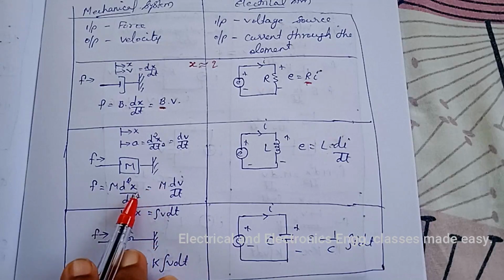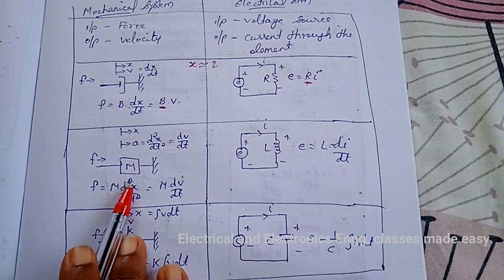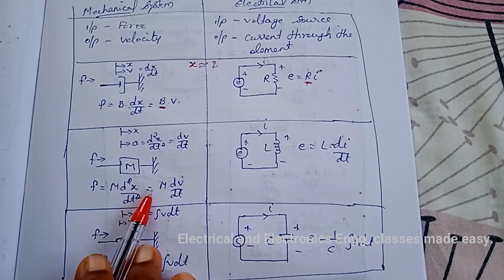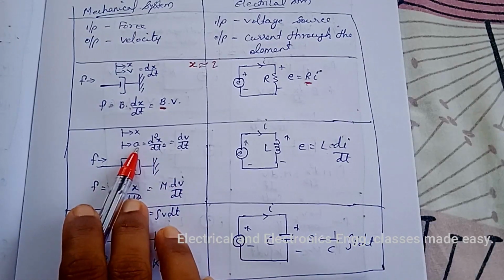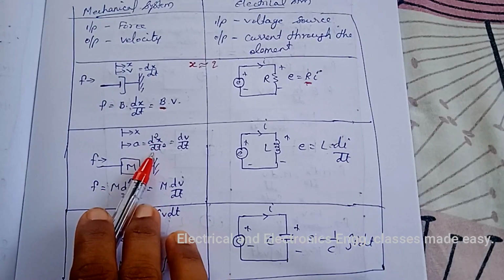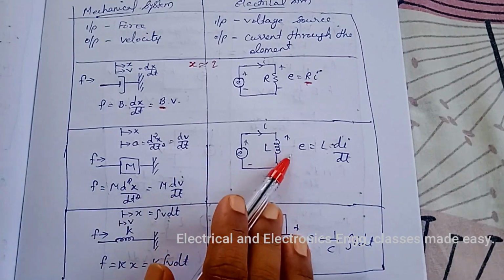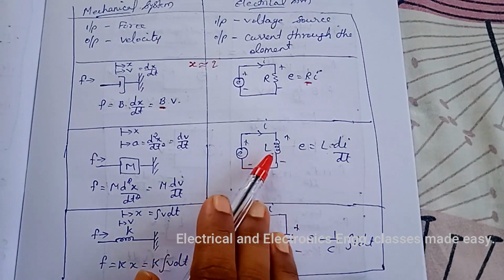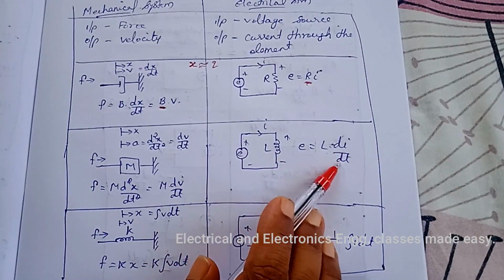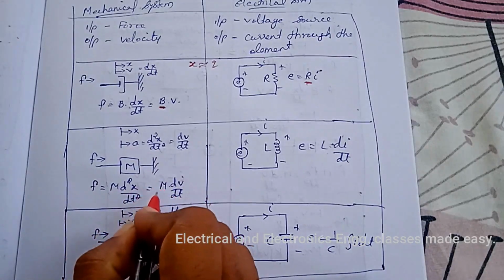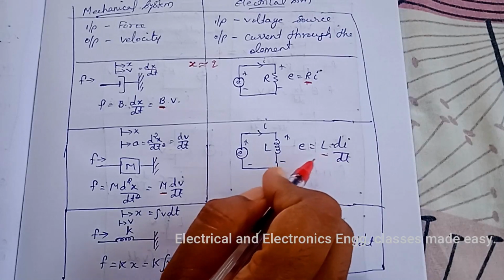And while considering the mass M, we have F is equal to m into d square x by dt square, and also we can write m into dv by dt. That is acceleration a is equal to d square x by dt square, and that is equal to dv by dt. Similarly in electrical system we can write, in the case of inductor, E is equal to L into di by dt. So the mass M is analogous to inductance L in electrical system.